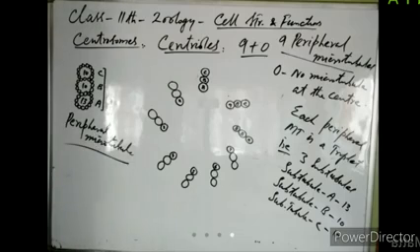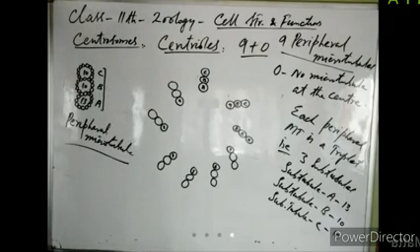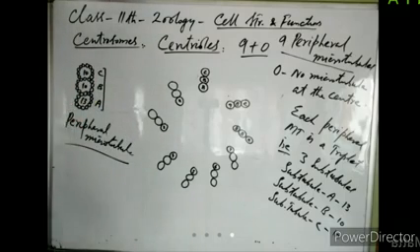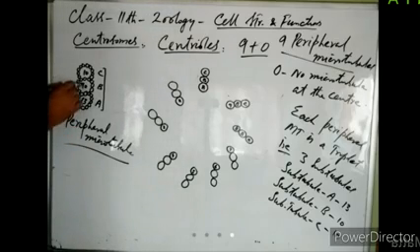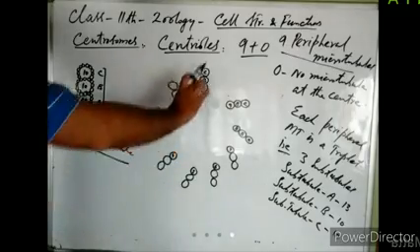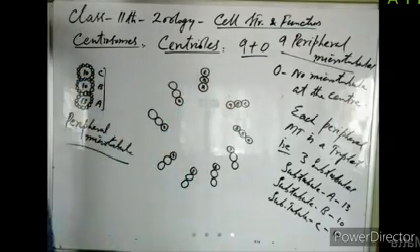So each peripheral microtubule is a triplet. It is formed of three subtubules, A, B, and C. Out of these three subtubules, subtubule A is formed of 13 protofilaments, as you have studied in microtubules yesterday, right? Subtubule B is formed of 10 protofilaments. Subtubule C is also formed of 10 protofilaments. So they form the 9 peripheral microtubules.